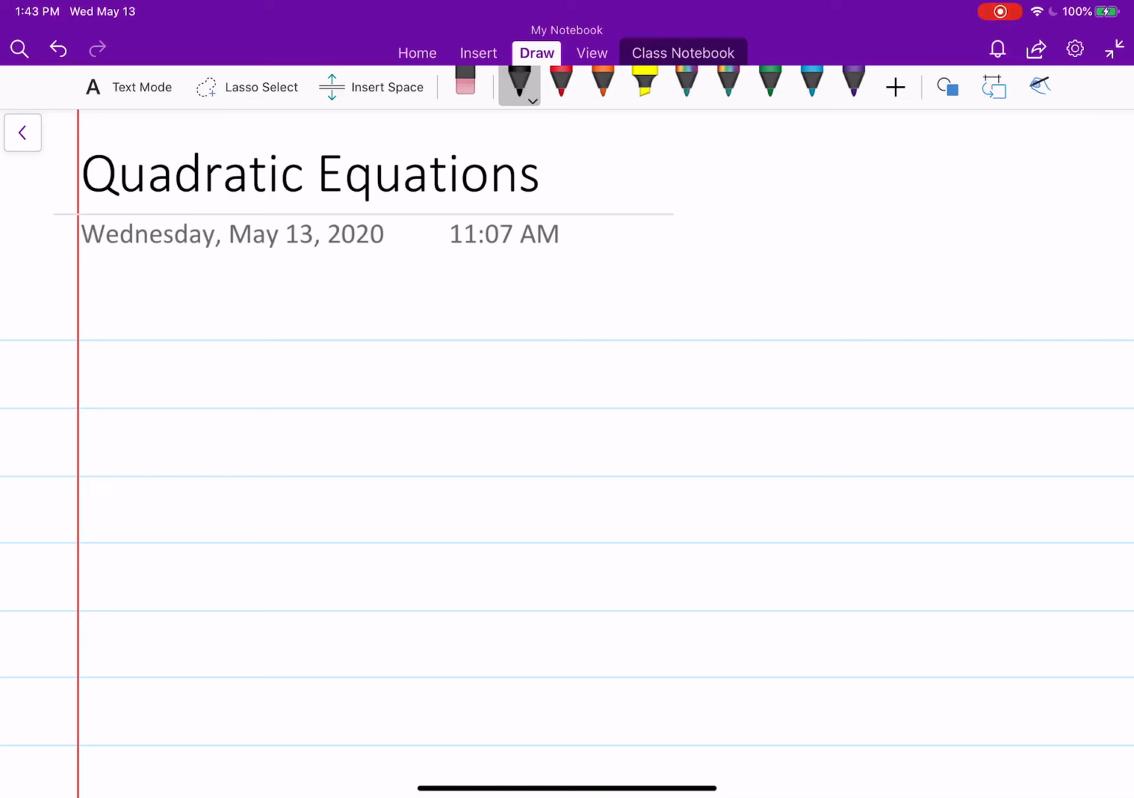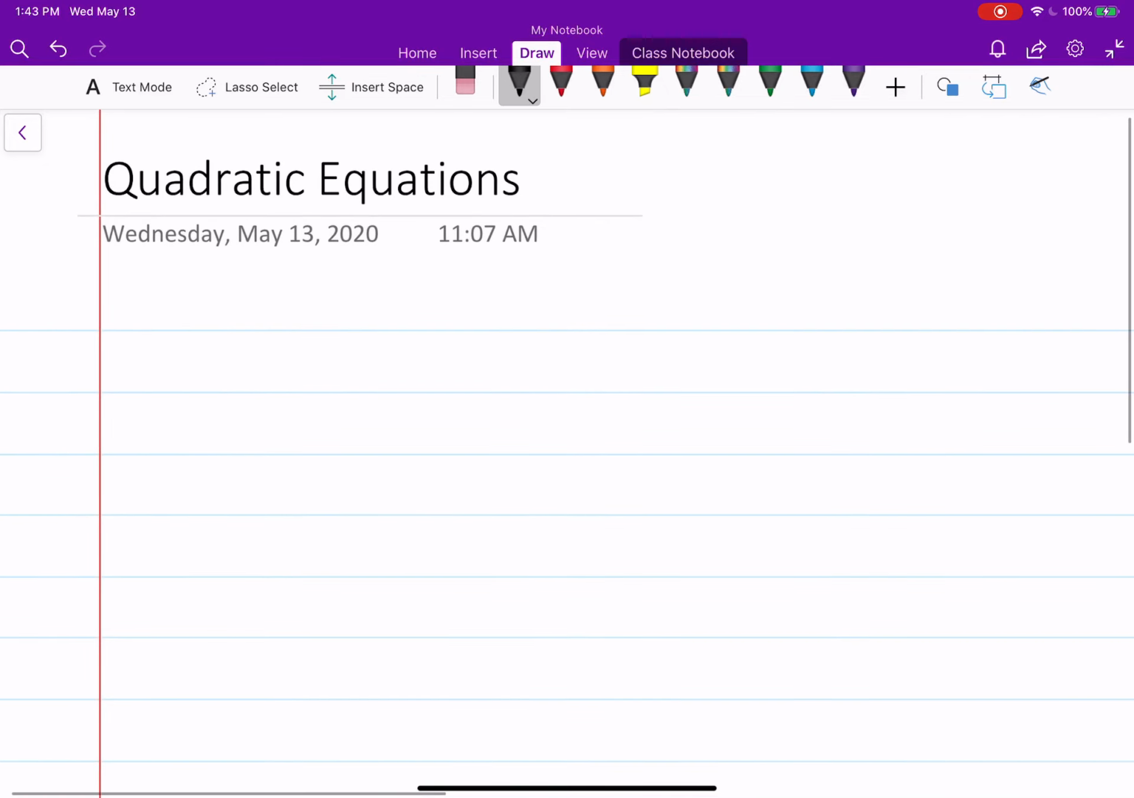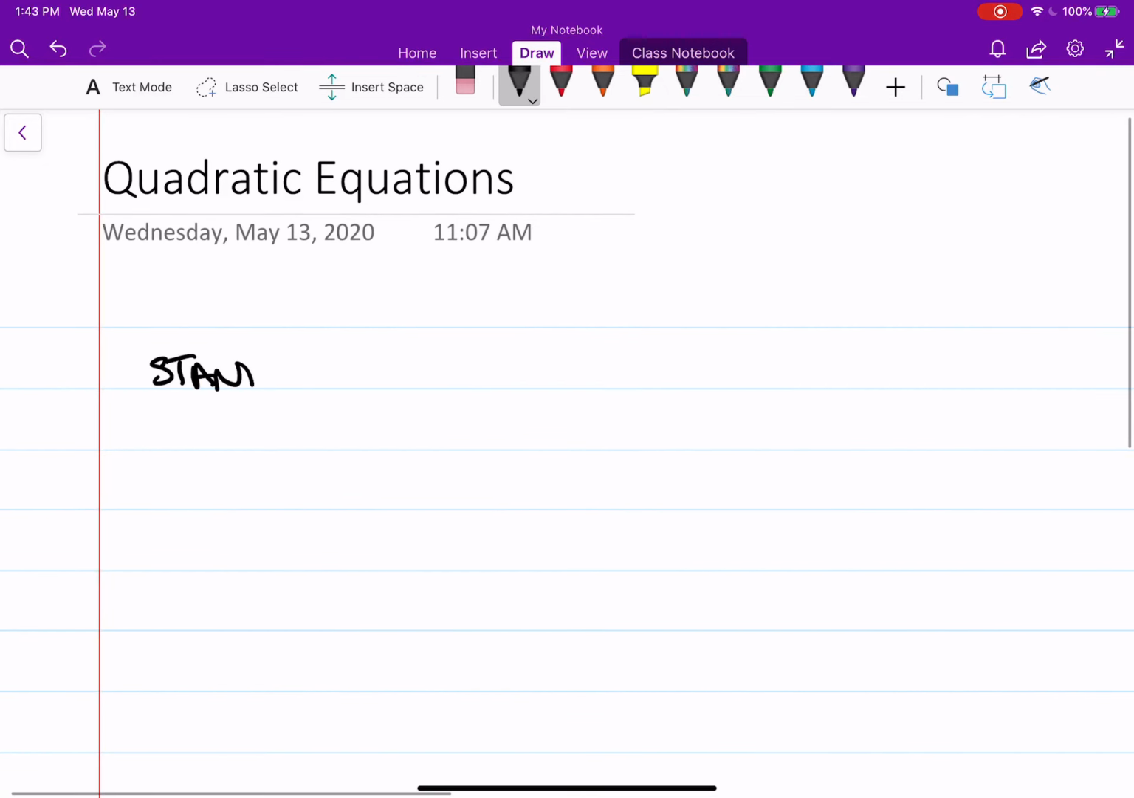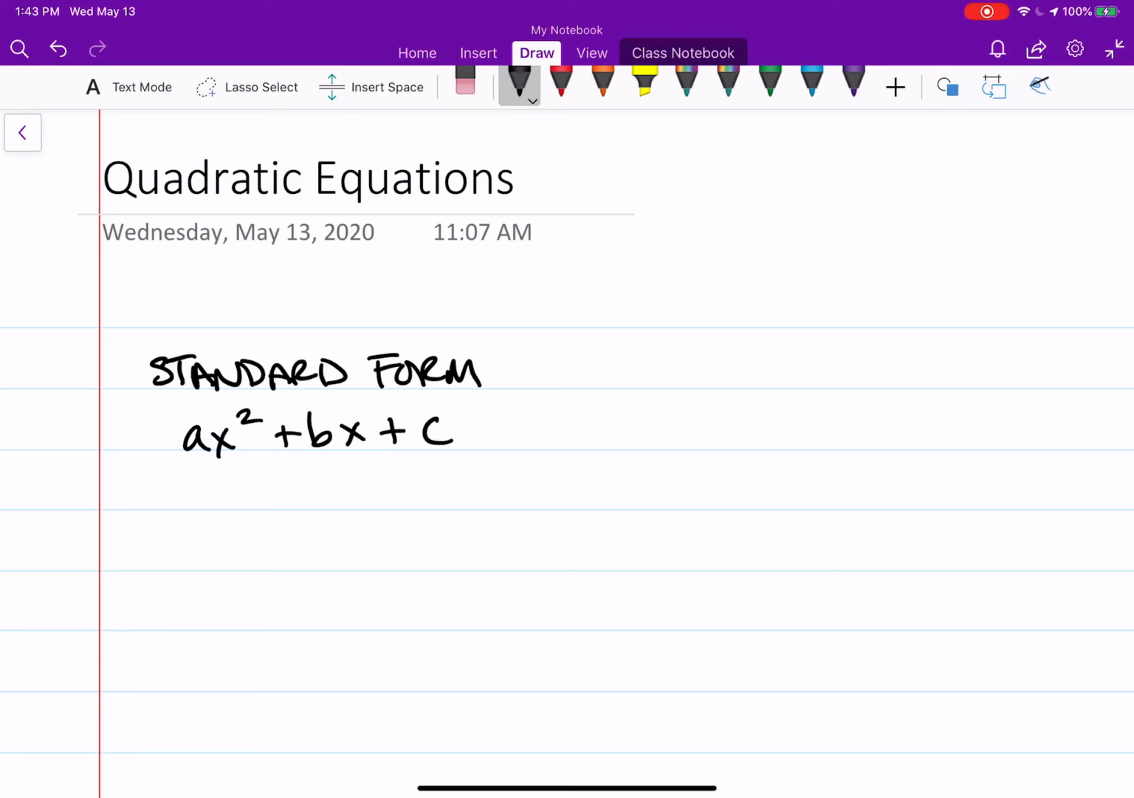Hey. Today we are talking about quadratic equations. All right, quadratic equations, the standard form is ax squared plus bx plus c equals 0. Okay, so this part right here should look familiar to you.